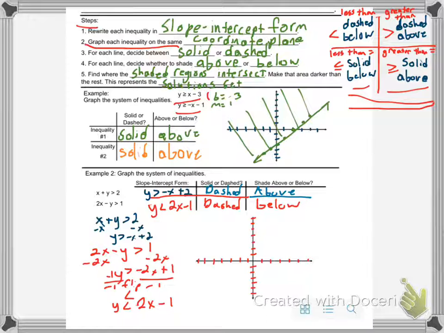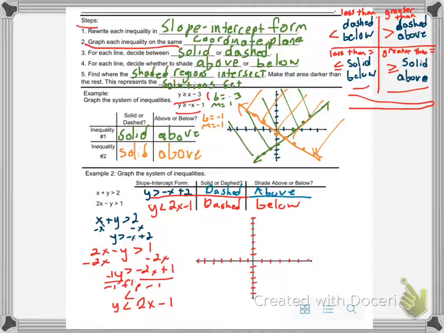Alright, so our second equation. In our second equation, we know that our b is -1, and our m is -1 as well. So we'll start at -1. Then we're going to go down 1 over 1, down 1 over 1, down 1 over 1, up 1 over 1, and you know it's a negative slope, so it's going down. And then we know it's a solid line as well. And we know it's shaded above.